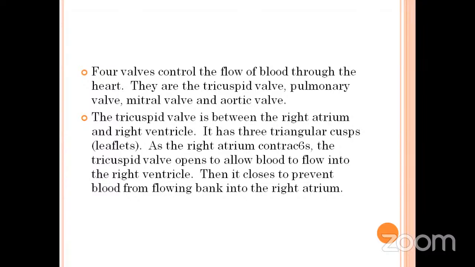As the right atrium contracts, the tricuspid valve opens to allow blood to flow into the right ventricle. Then it closes to prevent blood from flowing back into the right atrium. So it's like a door. When you go in, you close the door behind you. Once the door is not working, you know it's going to leak back to where it was coming from.